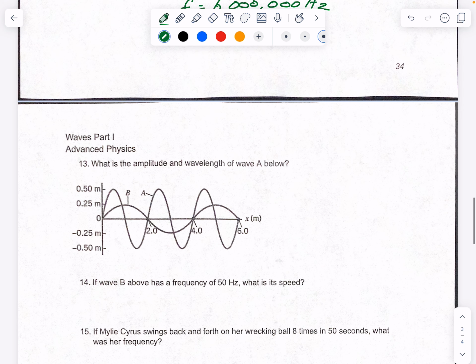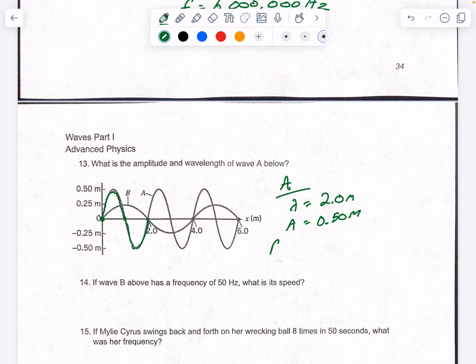Okay, 13. What is the amplitude and wavelength of wave A? So wave A is right here, so wavelength. So we're going to start right here. We're going to go up. That's one full crest, one full trough. So for A, my wavelength would be 2 meters. Okay, and what is the amplitude? Let's see, how high did A go? Okay, my amplitude would be 0.50 meters.